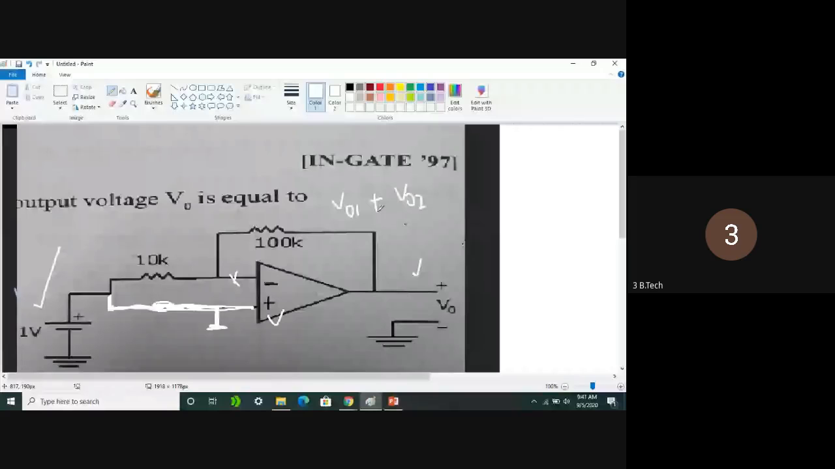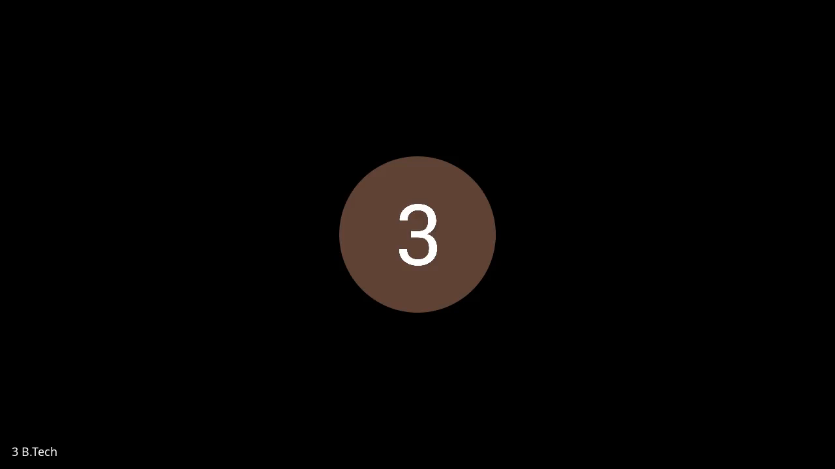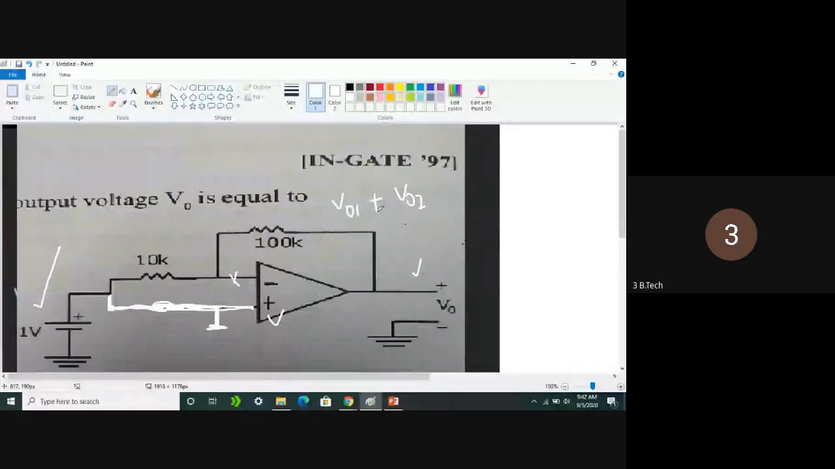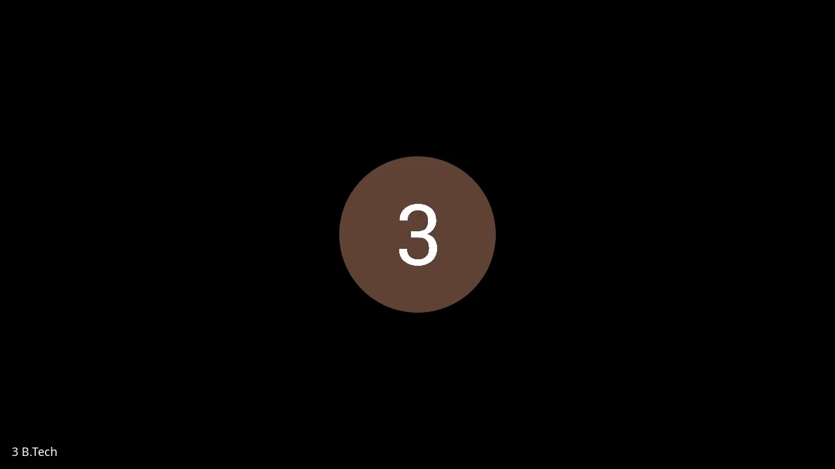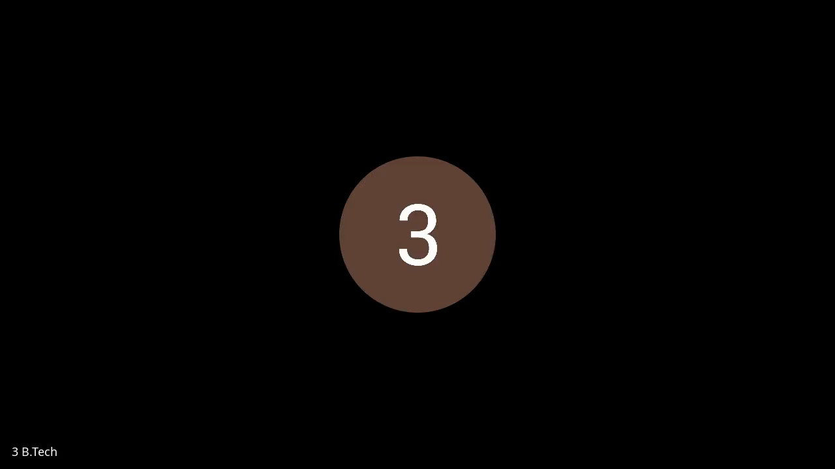Now you can solve how to find V01. What is the relation between input and output? What is the gain, output by input? Vout by Vin is equal to minus RF by R1. That's the gain we have seen just now. Minus RF by R1. So what is the RF value here? 100K, sir. RF value is 100K. Yes, sir.